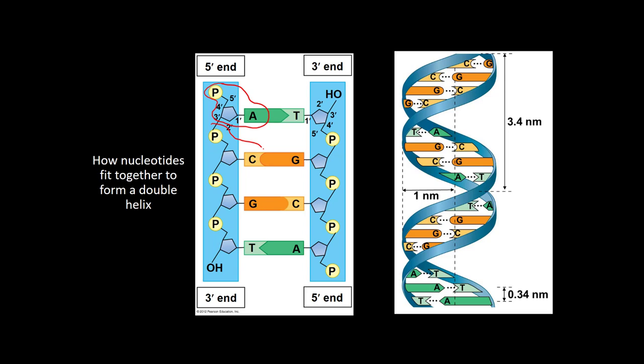The last thing here is you can see the 5 prime end and the 3 prime end, and you can see that they're opposites, the anti-parallel nature of the double helix. On the left here, versus the right here, when you flatten out the double helix, you see it's a ladder. And then we take this and we twist it, and you can see we form this double helix.